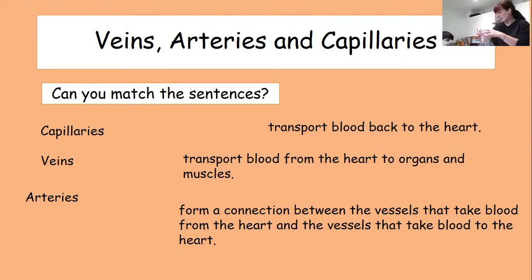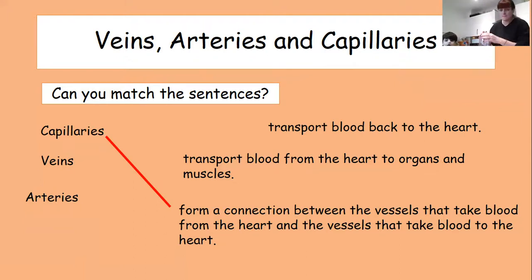Okay, Josh, as my helper today, what do you think? Capillaries, what do you think they do? Capillaries might go at the bottom. Yeah, form a connection between the vessels that take the blood from the heart and the vessels that take the blood to the heart. So those main vessels that go to and from the heart, think of them like a motorway, they're the big ones, whereas the capillaries are like your little side roads, okay? And they take the blood directly to where it's needed. And they're much smaller, so if you get cut on a capillary, you're less likely to die, which is a good thing. Okay, what about veins?